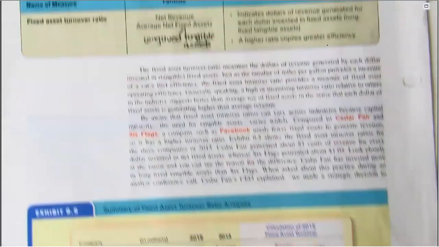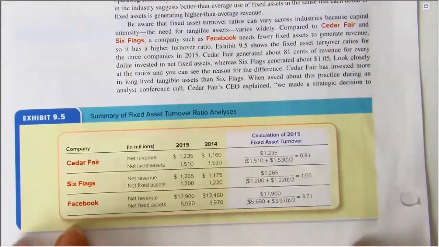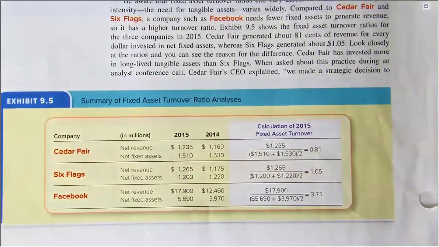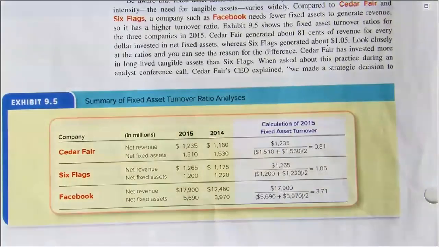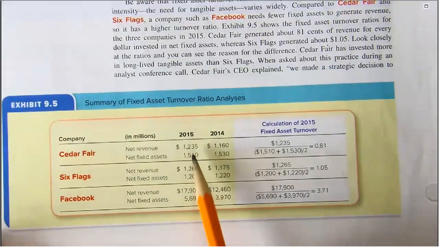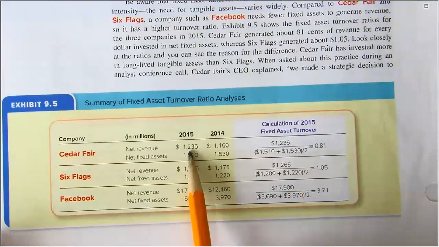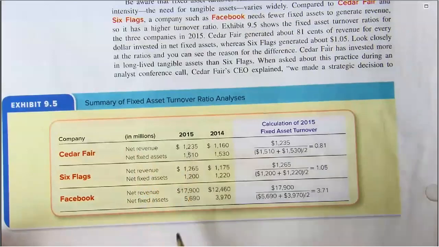So let's take a look at 3 different companies here. We've got Cedar Fair, Six Flags, and Facebook. Now, Cedar Fair and Six Flags both have a lot of investment in fixed assets, tangible assets, right? These roller coasters and different rides. So in 2015, we've got net revenue. Let's see, we're looking at 2015. We've got net revenue of, this is probably in millions. Yeah. So I'll just state them as they are, 1,235 million.